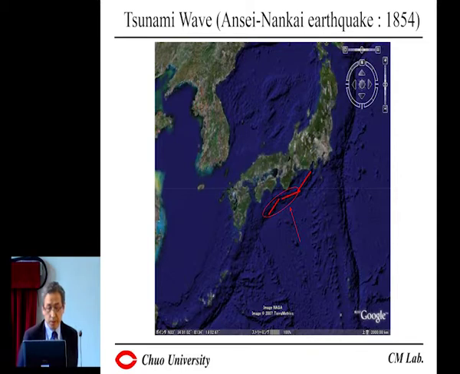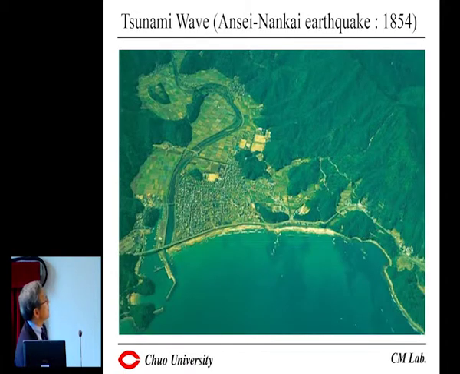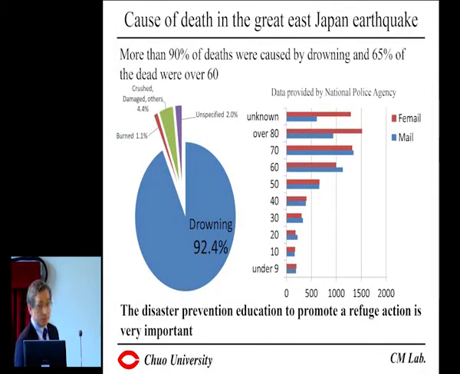This slide shows the cause of death in the Great East Japan earthquake. From here, you can see that more than 90% of deaths were caused by drowning. And 65% of the dead were over 60. So disaster prevention education to promote refuge action is very important to reduce the number of victims. Now I will talk about the evacuation simulation briefly.